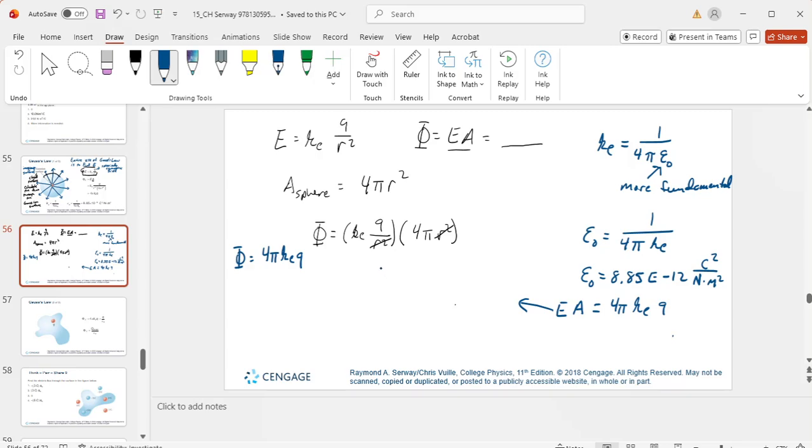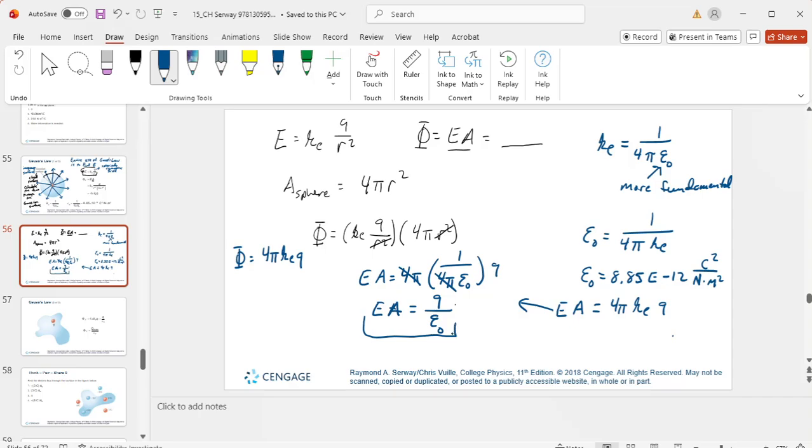This is the entire point. This is it. This is the punchline. E times A is equal to 4 pi times Coulomb's constant, which is now written as 1 over 4 pi times epsilon naught, times Q. But our 4 pi's cancel out, and EA, our flux, is equal to any charge inside our Gaussian surface divided by this new epsilon naught constant.